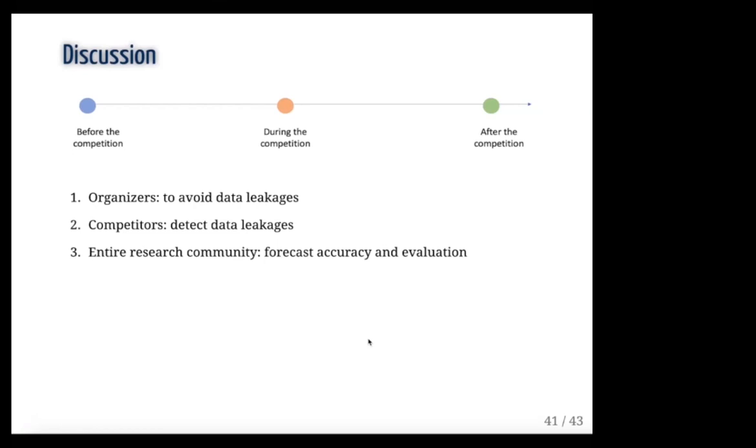Exploiting data leakages is useful before the competition for the organizers to avoid data leakages, and during the competition for the participants to reduce forecast error and improve leaderboard rankings. Furthermore, after the competition, that's for the entire research community, later these data sets become benchmark data sets to evaluate new forecasting approaches. Hence, it is always good to have an idea about the quality of the data sets.